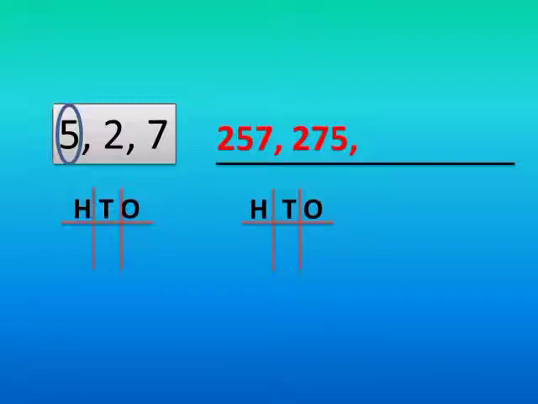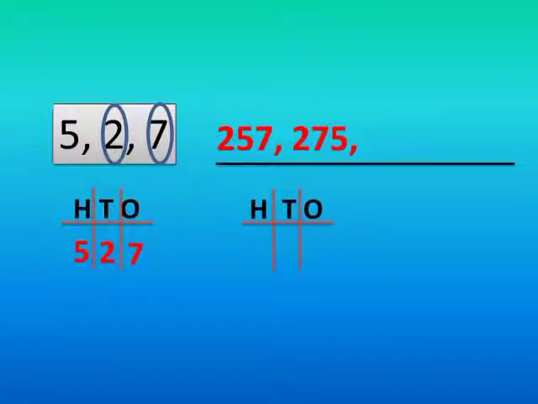Write 5 in the hundreds place. After this, arrange the other two digits, that is 2 and 7, at tens and ones place. Write 2 in the tens column and 7 in the ones column. Thus, the number formed is 527.